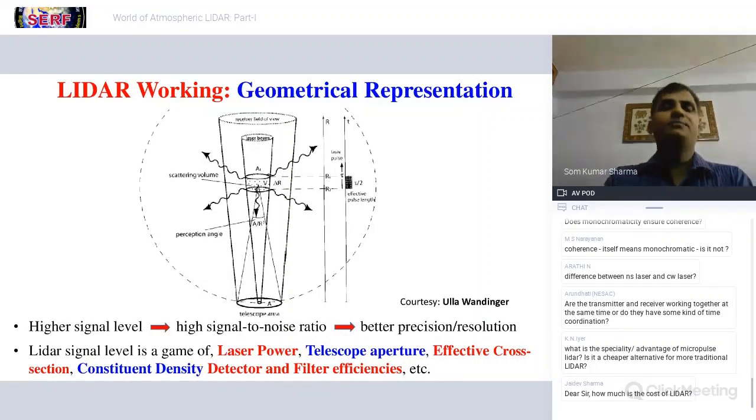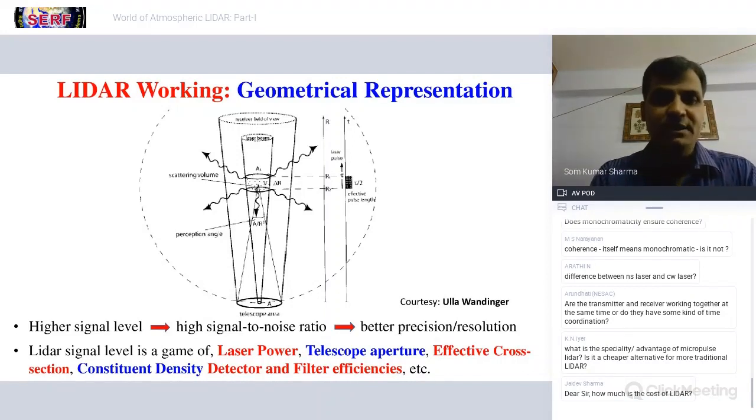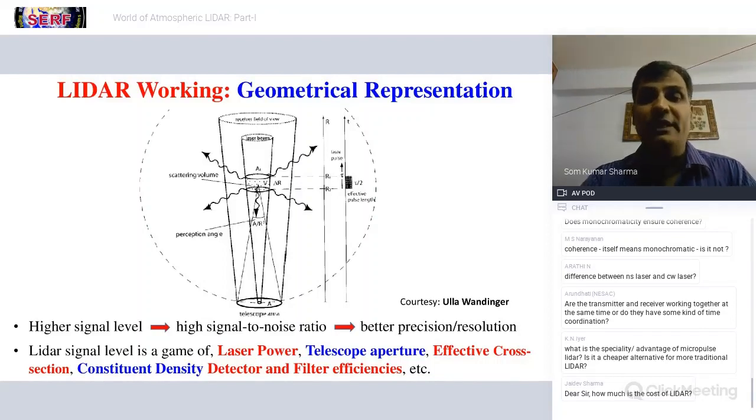So in the lidar, you always need a higher signal level. If the signal level is high, then you have a very high or good signal to noise ratio. And once you have a good signal to noise ratio, then the precision, or you can say the quality of data, is very good. And for getting a high signal level, what is required? Basically, lidar signal level is a game of laser power, telescope aperture, effective cross section, constituent density, detector and filter efficiency, etc. So this is about how you can get more signal.